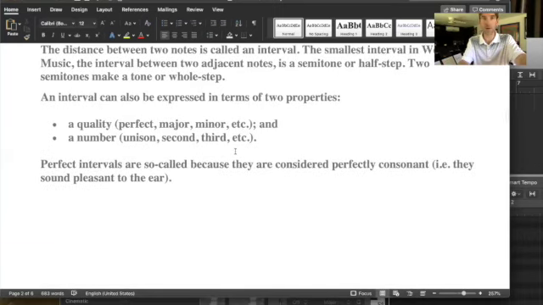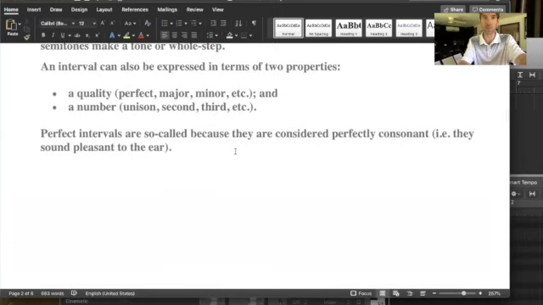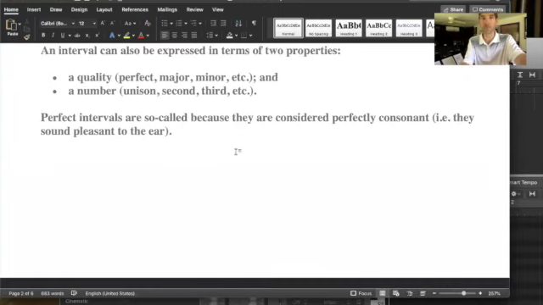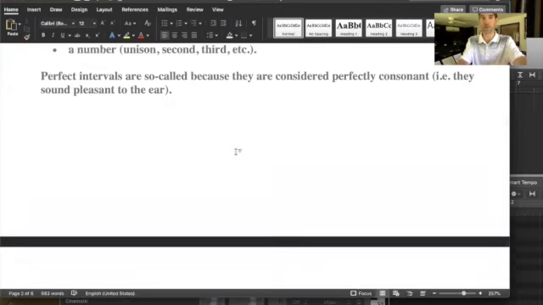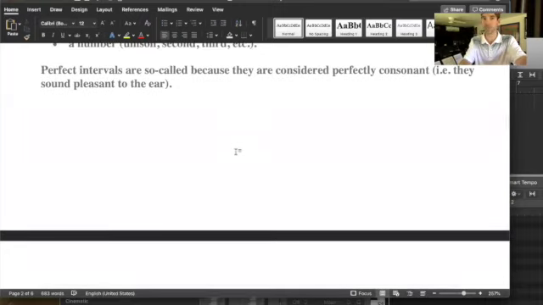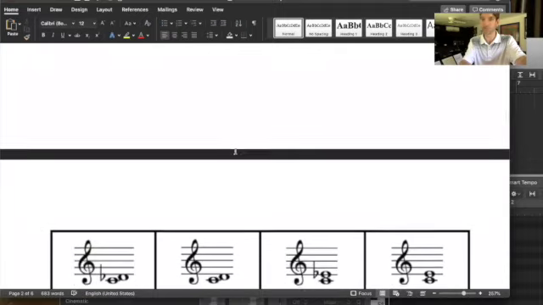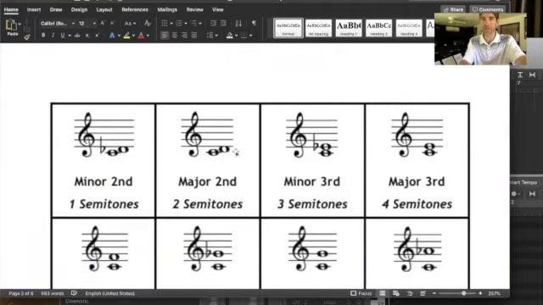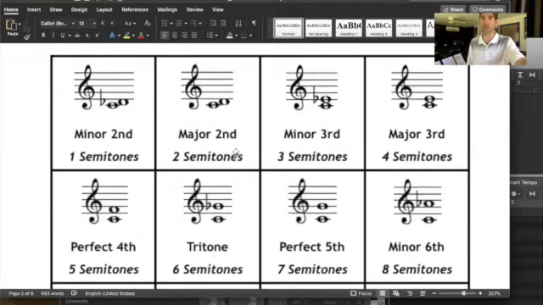An interval can also be expressed in terms of 2 properties: a quality, which is perfect, major, minor, and a number: unison, second, third, fourth. Perfect intervals are so called because they're considered perfectly constant. They sound pleasing to the ear. So that's what these will look like. And I think it's very important for us to have this. And of course, these notes will also be located on Canvas. Your minor second, of course, 1 semitone, major second, 2 semitones. It's all review for you.